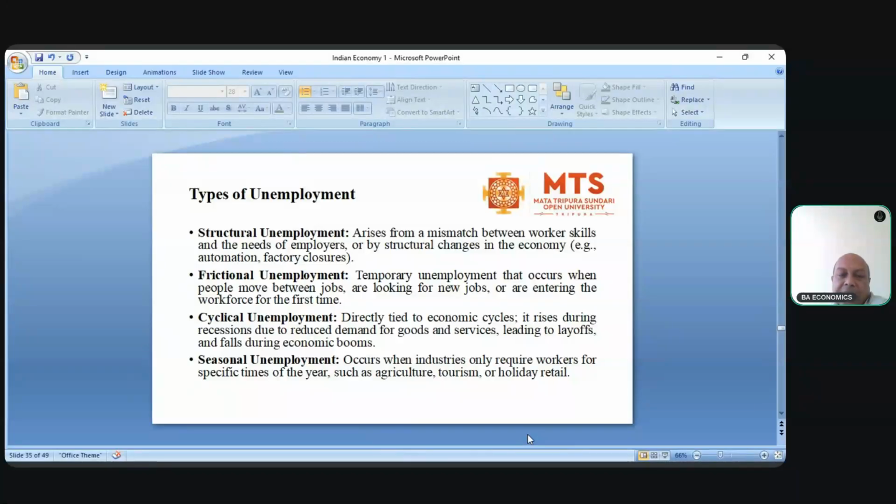In the agricultural sector in India, a farmer cannot be involved in agricultural land for 12 months. In many months there is no work in agricultural land or paddy land, so during that time farmers are unemployed. So it is known as seasonal unemployment. In tourism also, during the peak period there is no problem of employment, but during the off period, when the number of travelers is very low, many people lose their jobs. So this is known as seasonal unemployment.